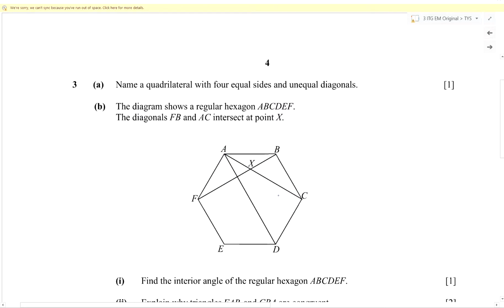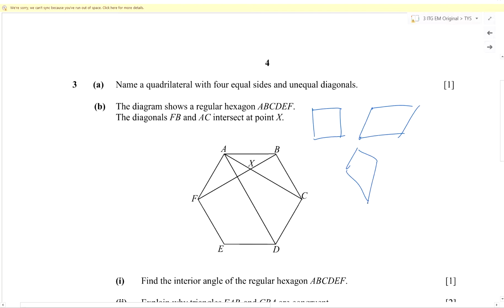Now go and brush up on your quadrilaterals. A quadrilateral, 4 equal sides and unequal diagonals. Wow, I don't know how many people give me trapezium. How many 4 equal sides of quadrilateral do you know? Okay, let's list them. Rhombus, square. Okay, kite.